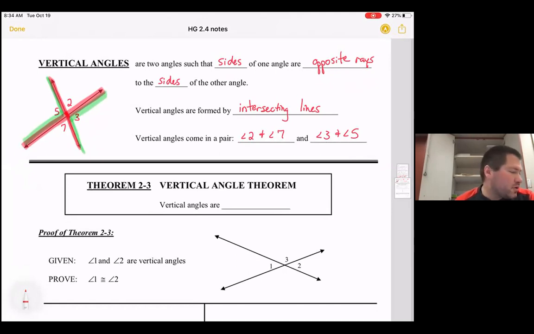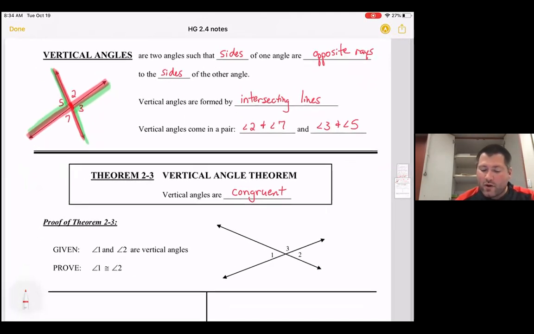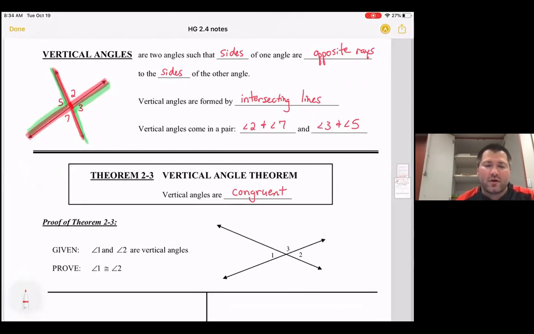And the vertical angle theorem just below that says that vertical angles are congruent. Okay, and actually looking at the time we have right now, I'm going to stop there. We'll finish up tomorrow on the notes because this proof is going to take a little bit and I don't want to feel rushed. We only have like 6 minutes. So just to recap that, they're congruent. So angle 2 and 7 will be equal to each other. And angle 3 and angle 5 will be equal to each other. That's what the vertical angle theorem says. We're going to prove that theorem tomorrow.